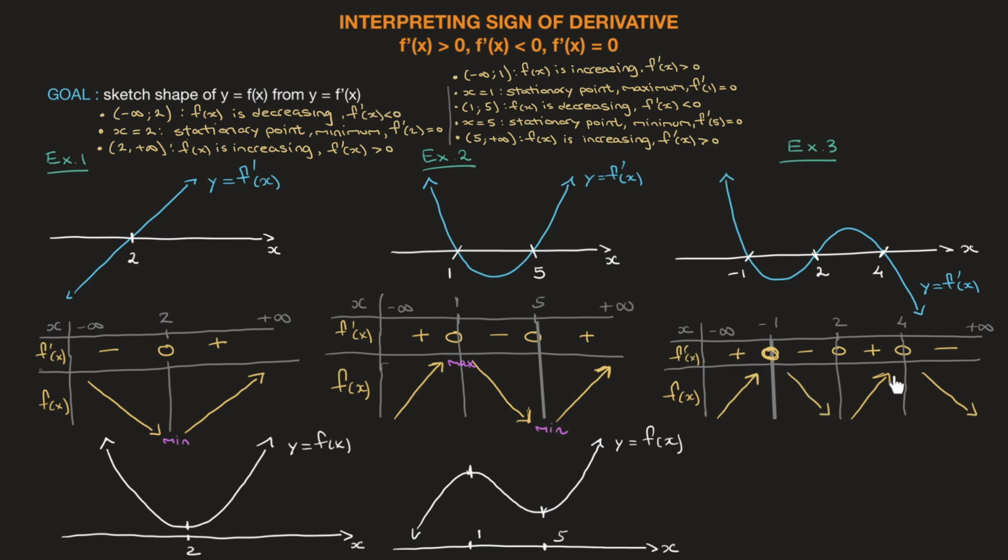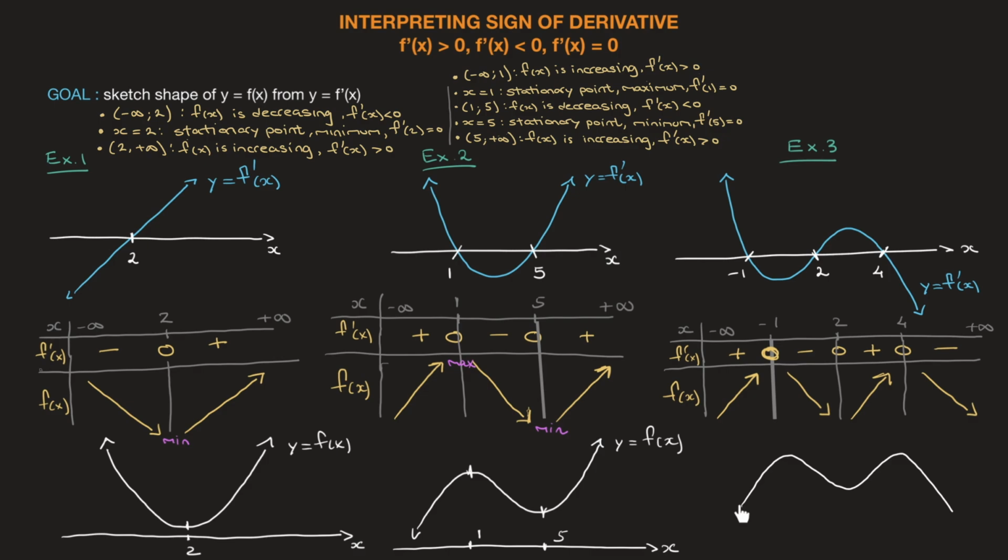Looking at these arrows here, we can see quite clearly that when x equals negative 1, f of x reaches a maximum point. It then decreases and reaches a minimum point when x equals 2, then increases again, reaches a maximum point when x equals 4, and then decreases. So to make a quick sketch of what y equals f of x may look like, all we have to do is draw a curve which increases, decreases, reaches a minimum, increases again, maximum, and decreases.